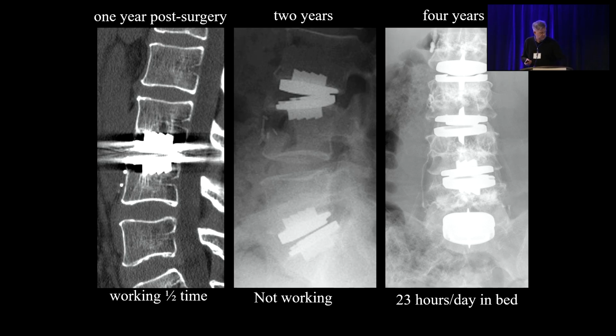She saw a surgeon who was convinced it was from her L3-4 level because she had some disc degeneration there. She had an artificial disc replacement. Before she had surgery, she was in pain, but she was working. Now she's working half-time. She went and saw another surgeon who thought, well, you also have some disc degeneration at these other levels. Let's treat those.